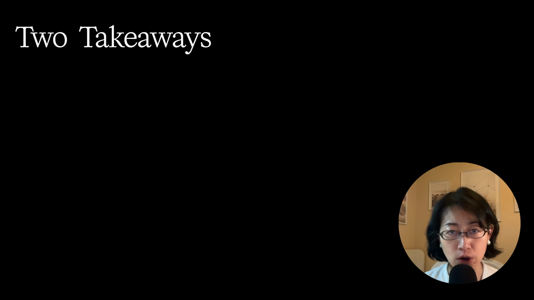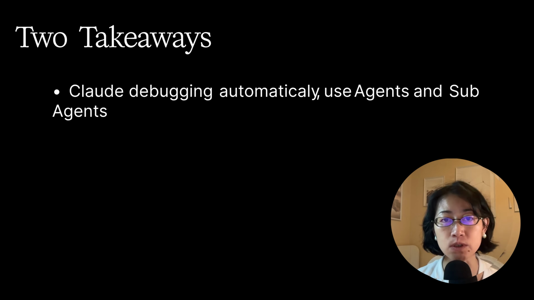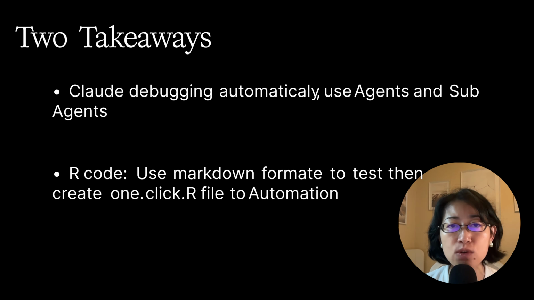Two more takeaways I want to share. First, if you use Claude Code for coding, it helps you debug without your instruction to debug. They use agents and sub-agents for the tasks. Really effective. Try it out. Second, when you create R code, use Markdown format first for easy checking. You can check step by step whether or not it's right, and then create another R file for one-click automation execution later. Hope this video shows you some inspiration and how to use Claude Code for coding tasks, the process, the tips, and how easy it could be.